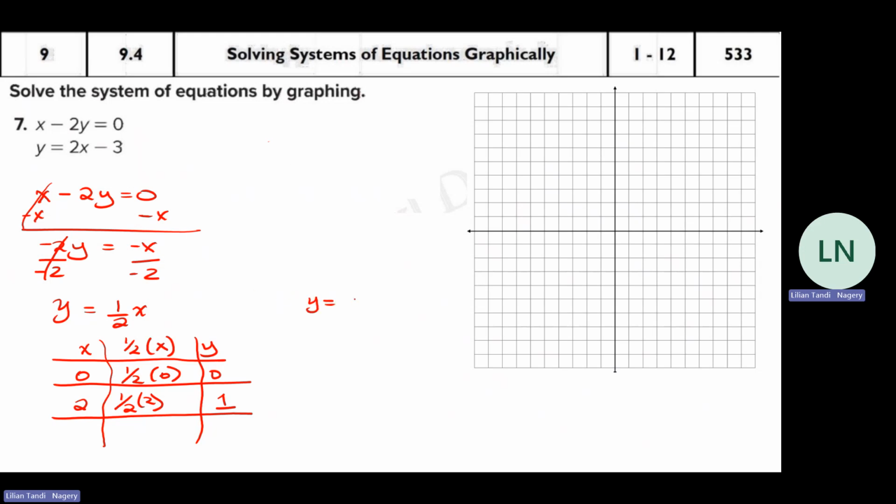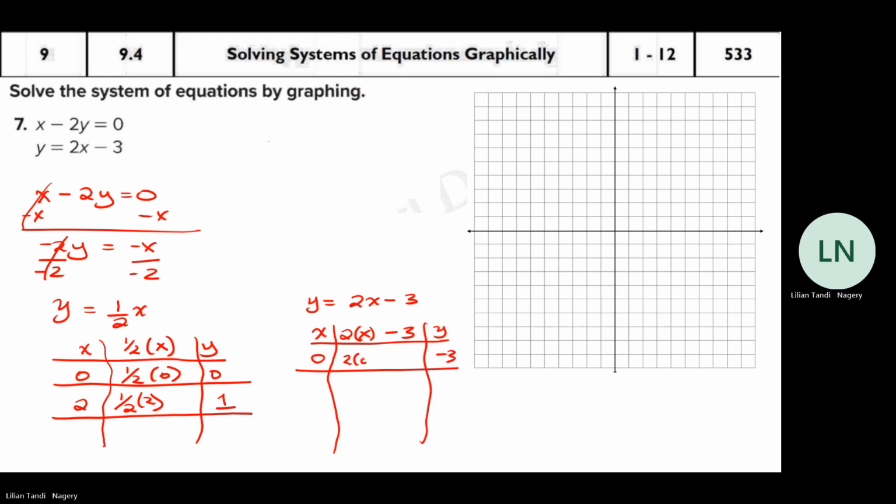So y equals 2x minus 3. I'll draw my table. I put here my x, I put here my y. When x is 0, y is negative 3: 2 times 0 is 0, minus 3. And then I do 1. When x is 1, 2 times 1 minus 3 will give me negative 1. And then I will do 2. 2 times 2 is 4, 4 minus 3 is 1.